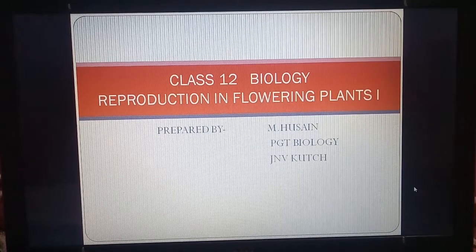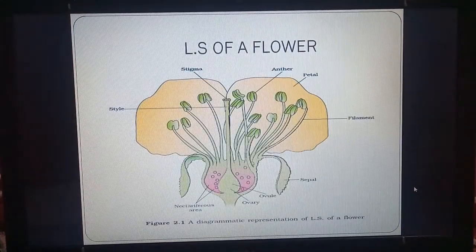Welcome students. Today we are dealing with class 12th biology and the chapter is chapter number 2, reproduction in flowering plants, part 1. So first we will see the structure of a flower. Here we can see the longitudinal section of a flower, meaning along the length.